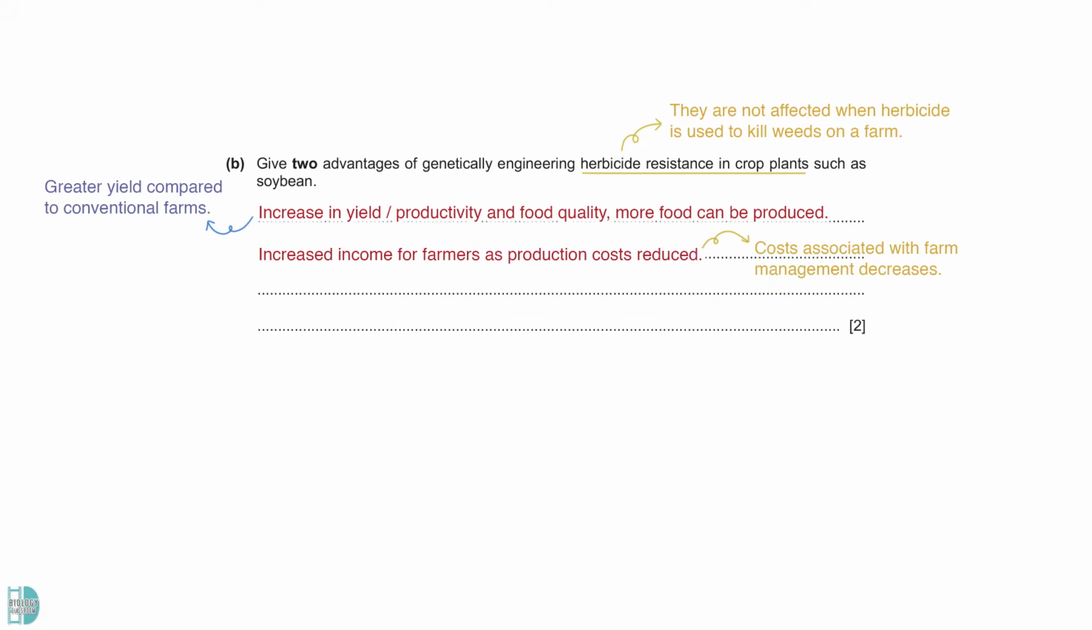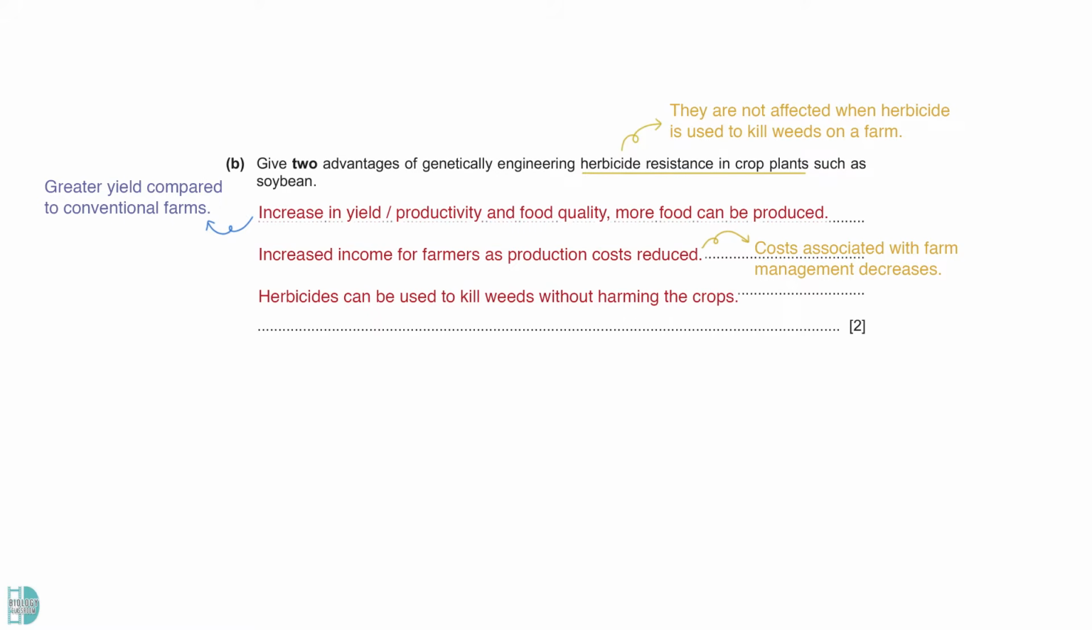An increase in productivity will lead to a corresponding increase in income generated. Greater efficiency in food production can also reduce the cost associated with farm management. Herbicides can be used to kill weeds without harming the crops.